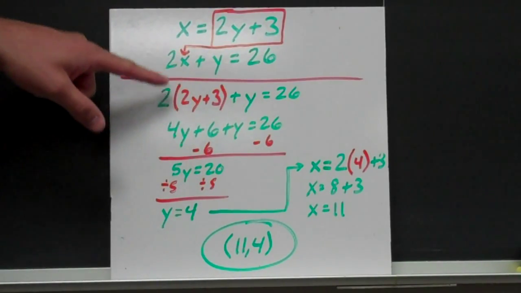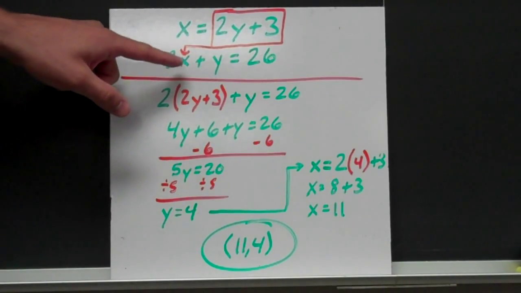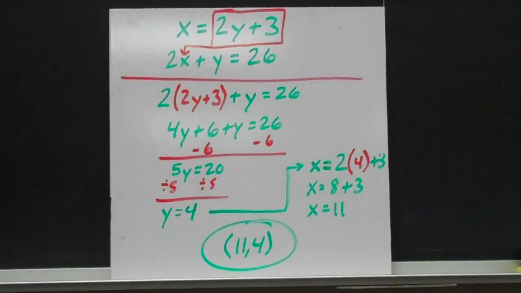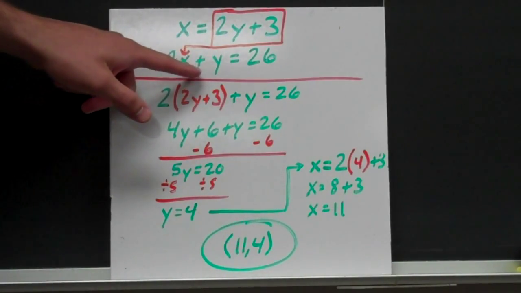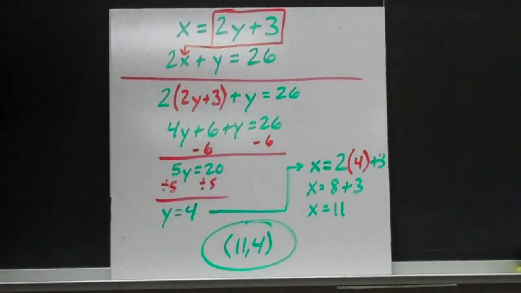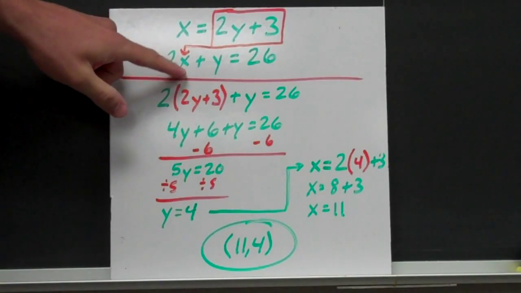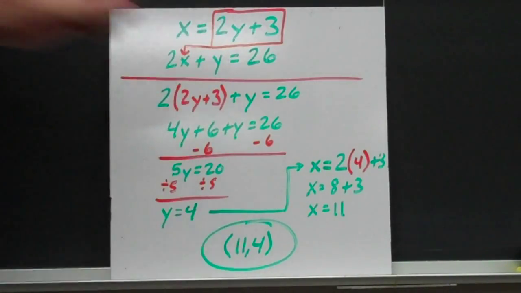So we take the x out. We still have 2 times, but in place of x we're putting 2y plus 3. And then the rest of our equation is the same, plus y equals 26. So notice the only thing that changed was the x. We took the x out, we put in the 2y plus 3.